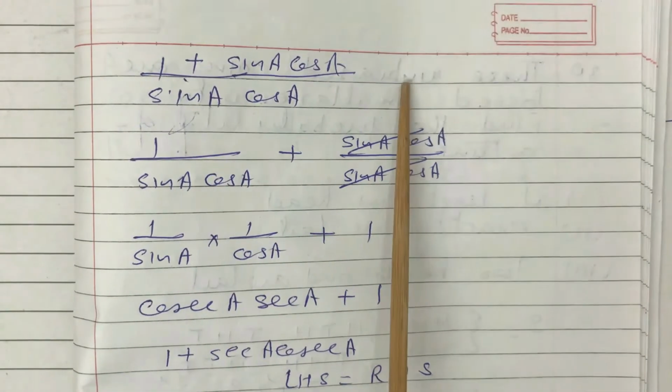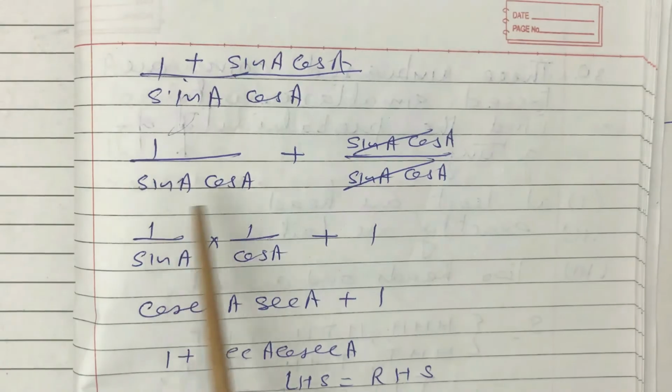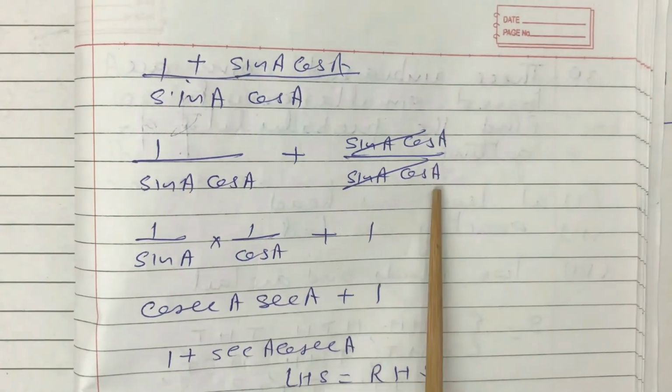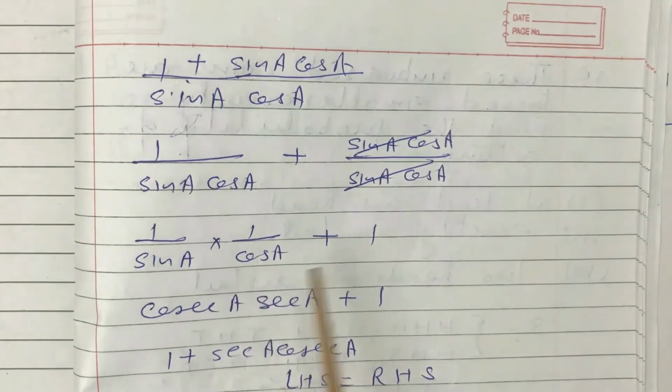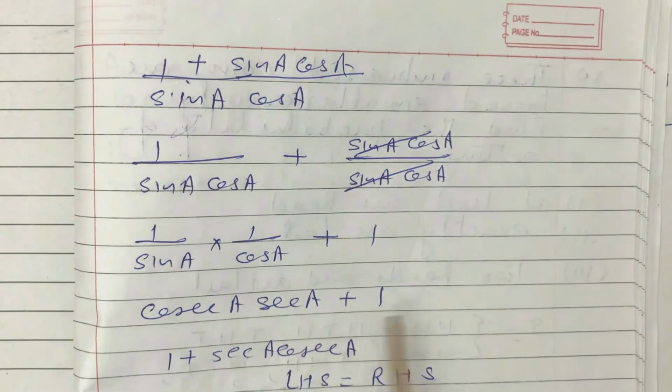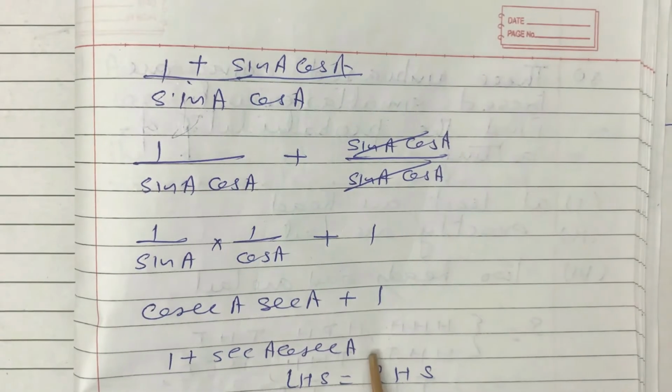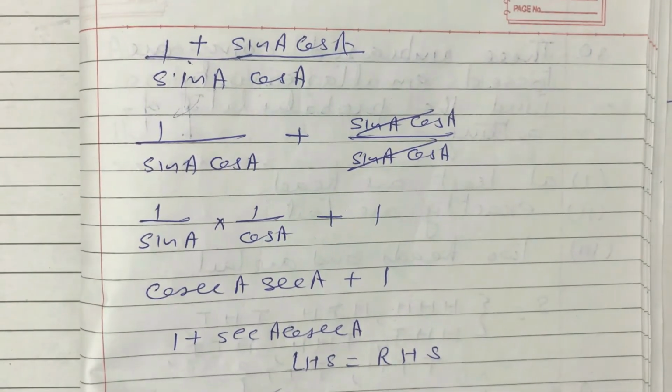So you have this. This thing can be written as 1 over sin A cos A plus sin A cos A upon sin A cos A. This and this is cancelled. You will have 1 over sin A into 1 over cos A plus 1. This is cosec A sec A plus 1. This is 1 plus sec A cosec A. So left hand side is equal to right hand side.